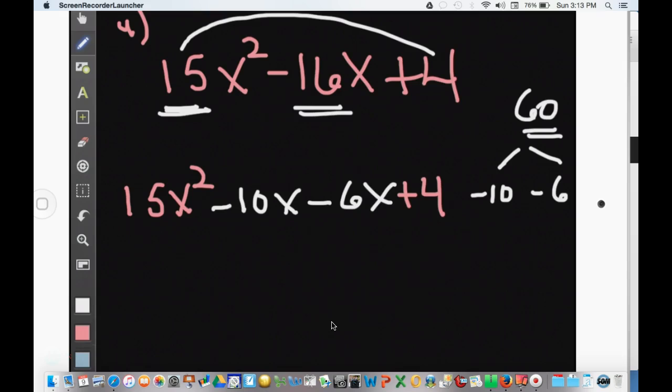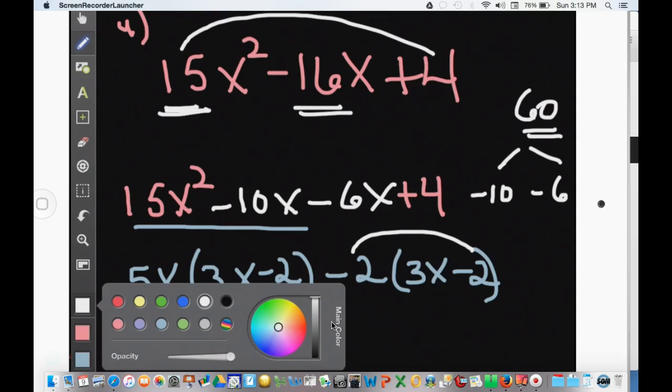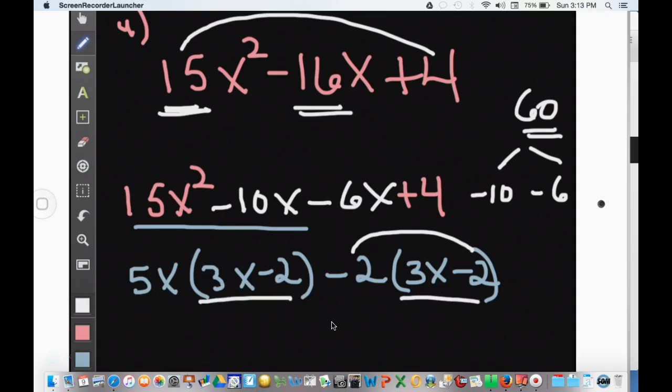At this point, for the first two terms, I'm going to factor out a 5x, which is going to leave me with 3x minus 2. For the second term, I'm looking over here and I'm thinking I can factor out a negative 2. And then I would need negative 2 times 3x minus 2. Careful noting that a negative times a negative would give us a positive 4. The beauty of this is, if I look at this closely, both of these terms have a common factor of 3x minus 2.